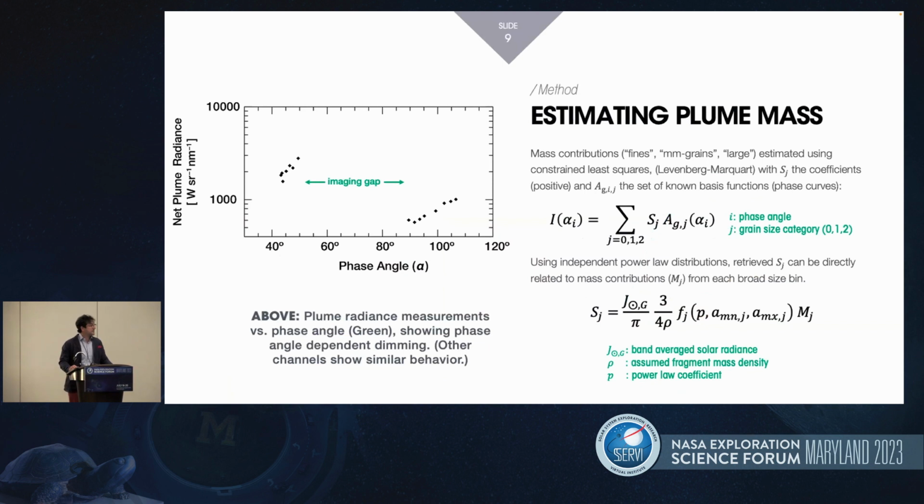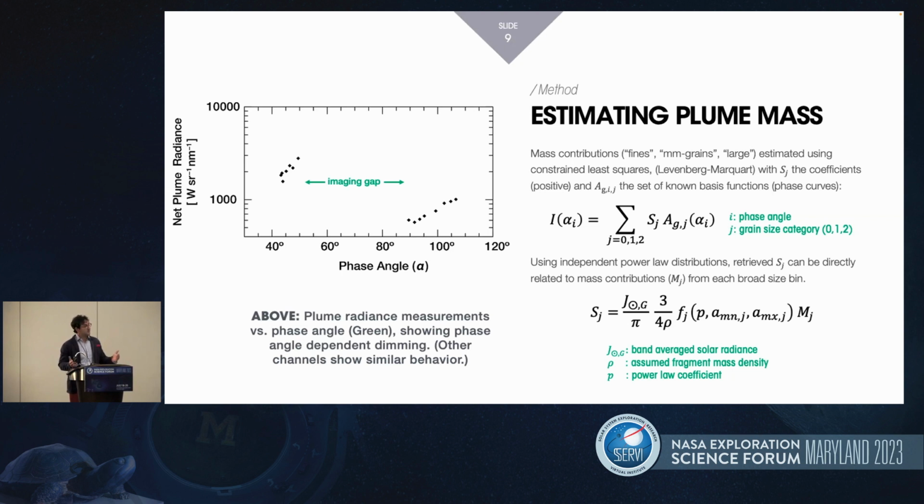plot that you have on the left here. This is essentially net plume radiance for each of those images, mapped to their corresponding phase angle. You see that we have two clusters, a low phase angle and a high phase angle cluster. But now that we've got that, how do we actually turn that into a mass? We have to do a retrieval, but we don't retrieve mass directly. Instead, we retrieve brightness.